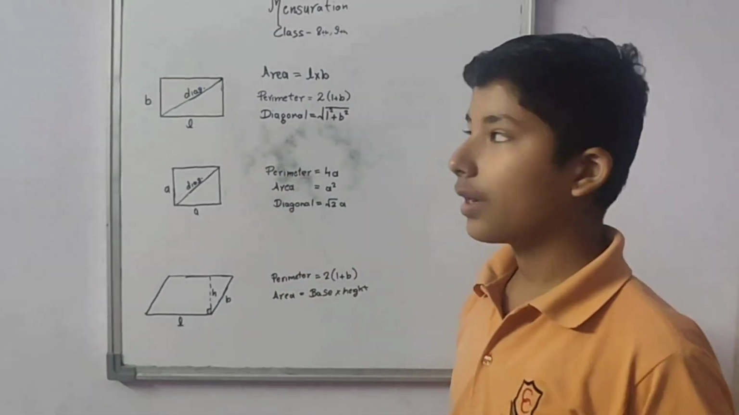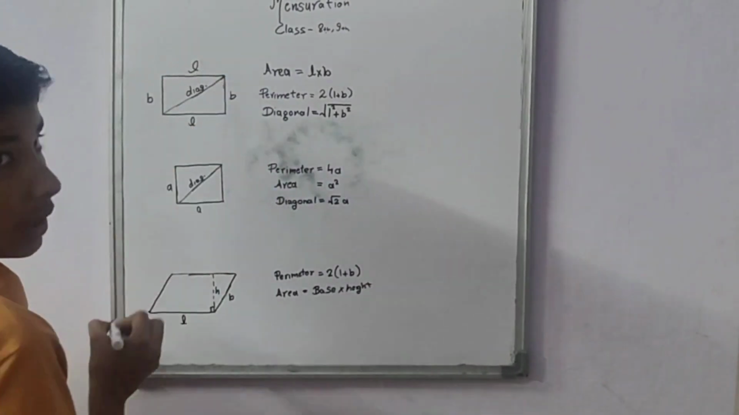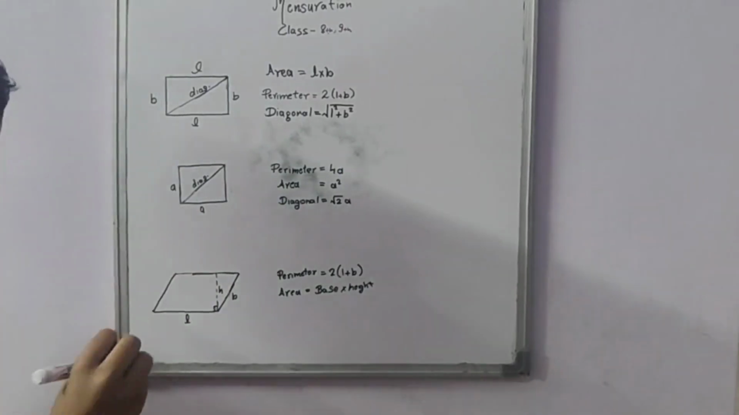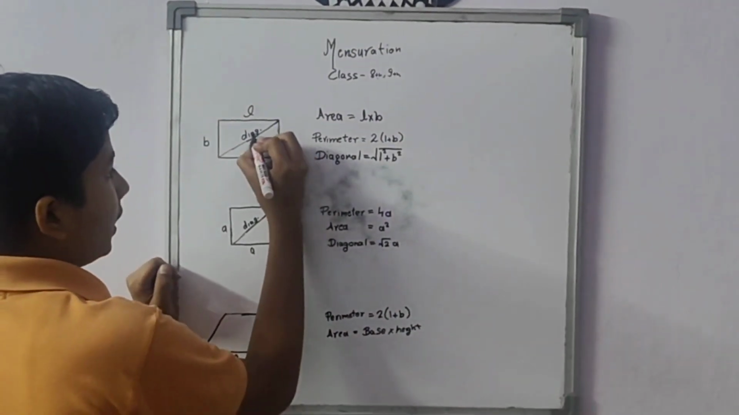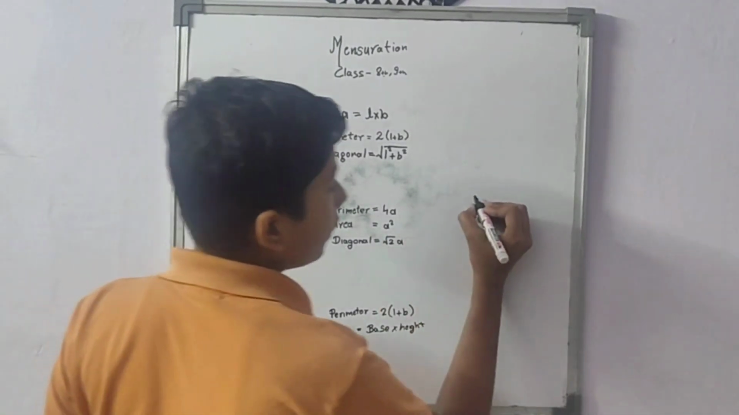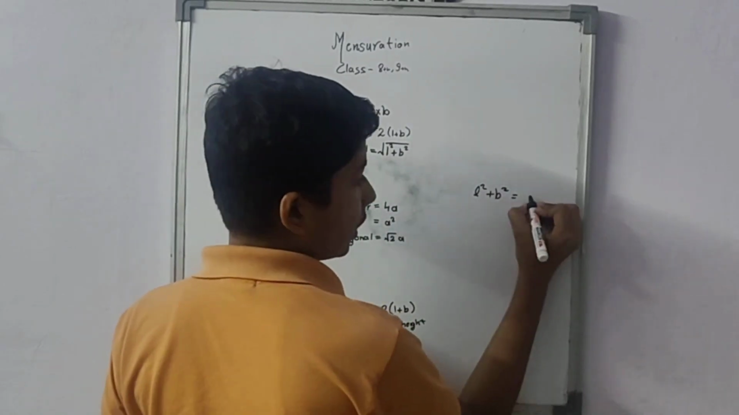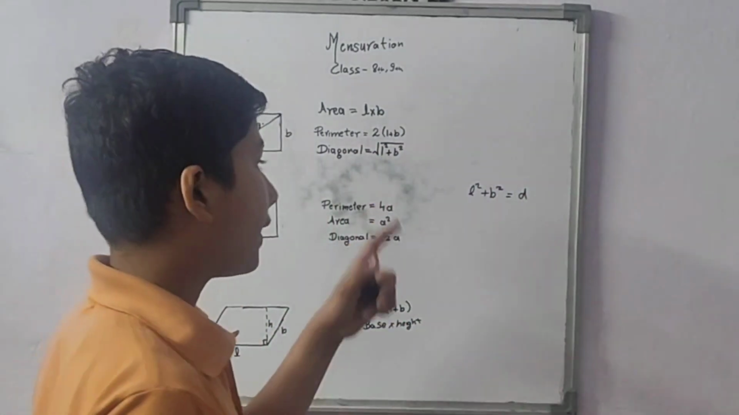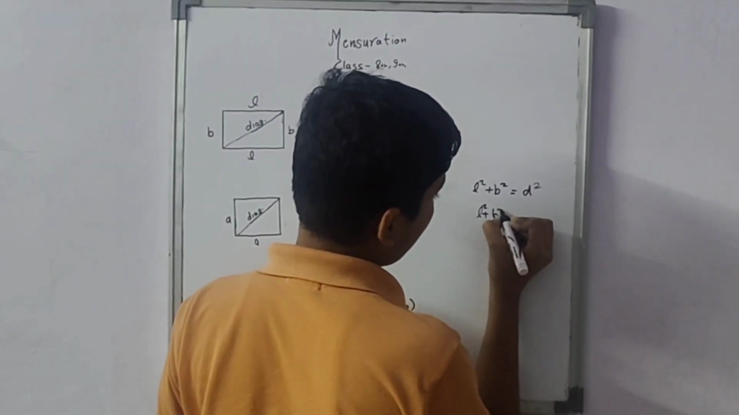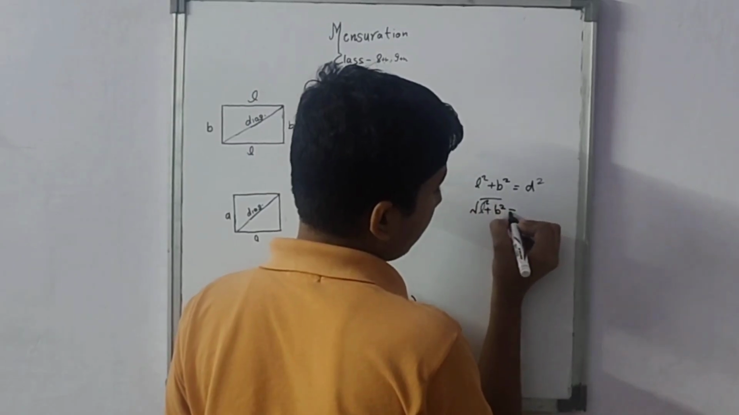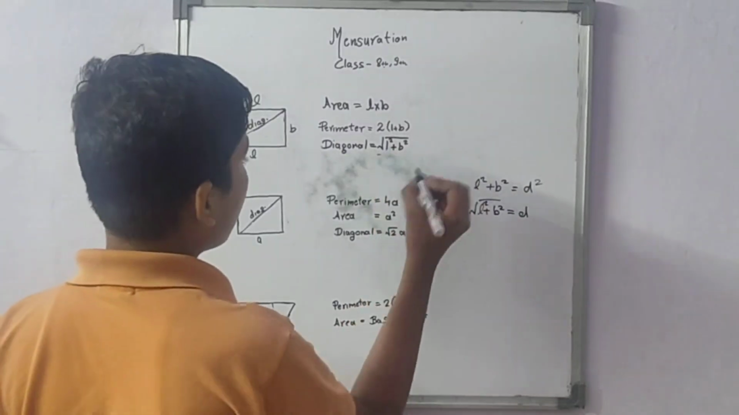Now diagonal. What's diagonal? If we see this, this is also breadth and this is also length. Now see this. This is L. We have studied Pythagoras theorem. This square plus this square will be this square. So L square plus B square equal to, let's say the diagonal D, so D square. L square plus B square under root equal to D. This square will come here and will become root. Okay, so we have done this.